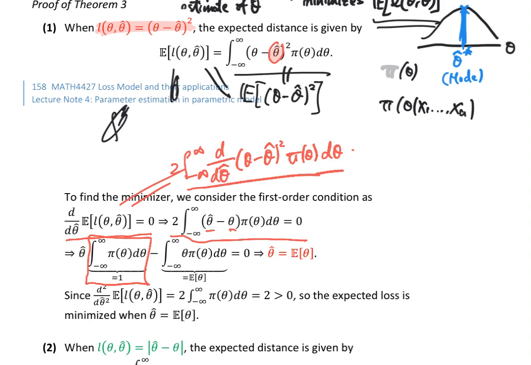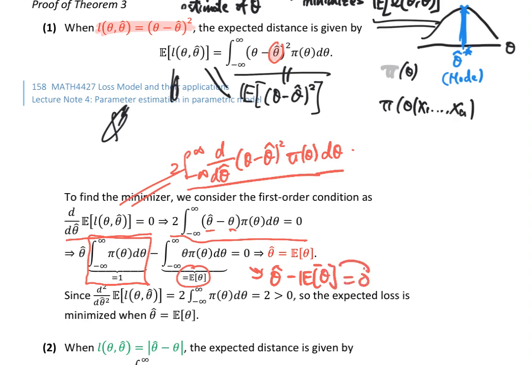The sum of probabilities always equals 1, so this integral will be equal to 1, right? And then the second integral is the integral of theta times pi of theta. This one is actually just the expected value of theta. Given this, you will have theta hat minus the expected value of theta equal to 0.